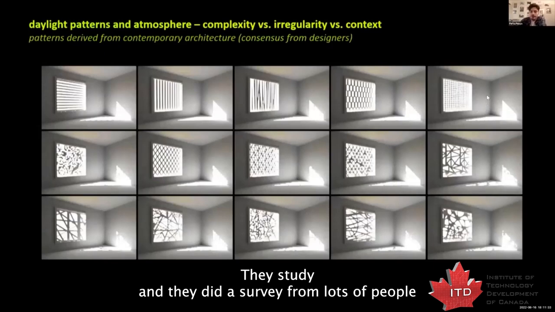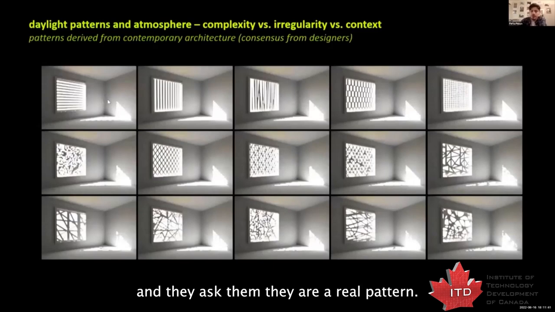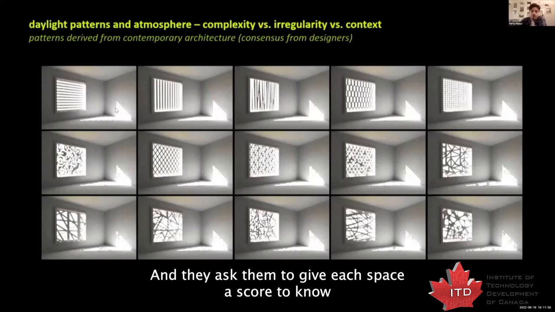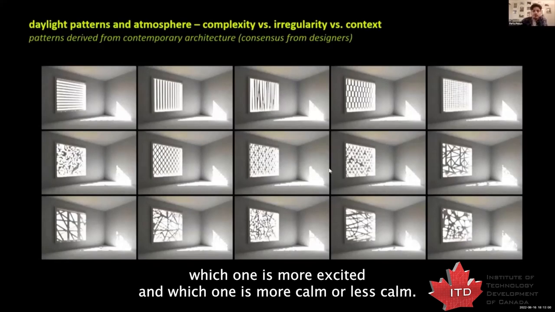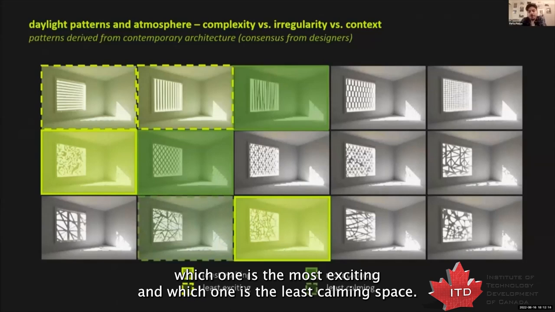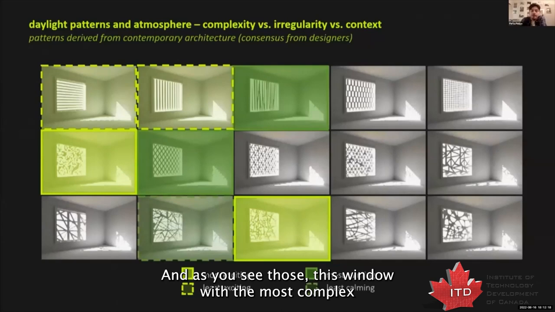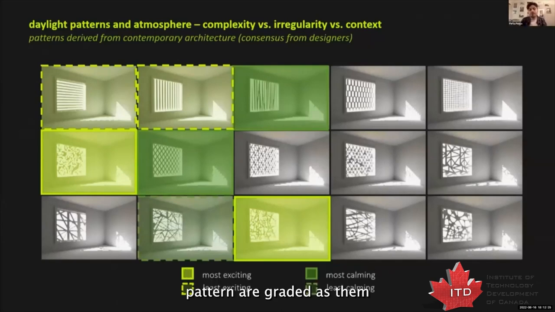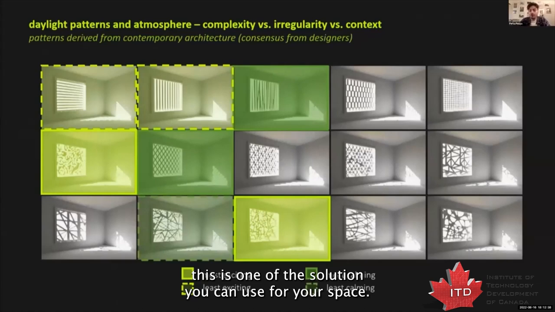And here again we have a different pattern. They did a survey of lots of people, and these are real patterns. It is not just an illustration. No, it's a real space. And they asked them to give each space a score to know which one is more exciting and which one is more calm or less calm. At the bottom, you have the legend that helps you know which one is the most exciting and which one is the most calming space. As you see, the windows with the most complex pattern are graded as the most exciting and pleasing spaces. So if you have a boring place, this is one of the solutions you can use for your space.